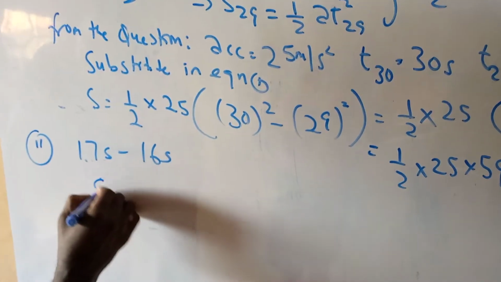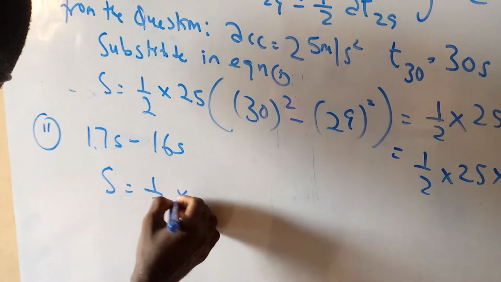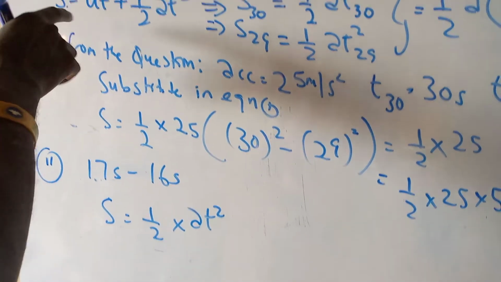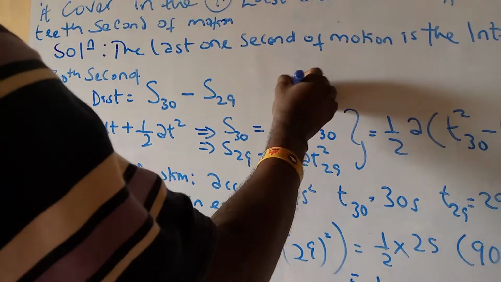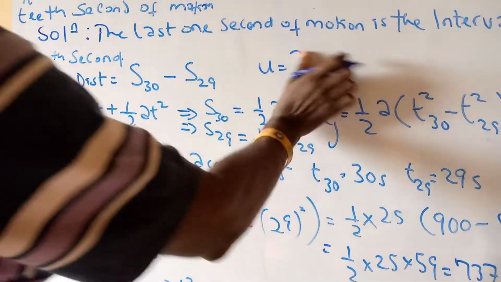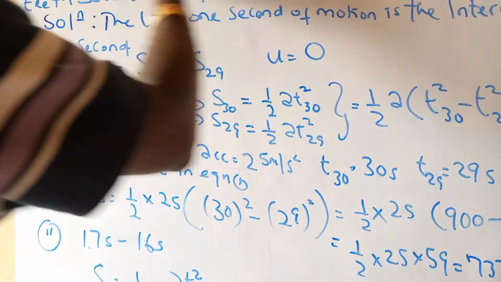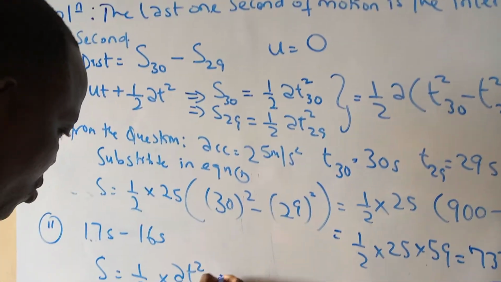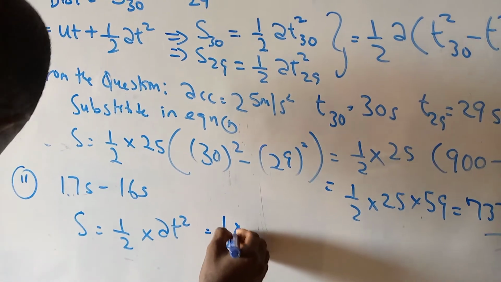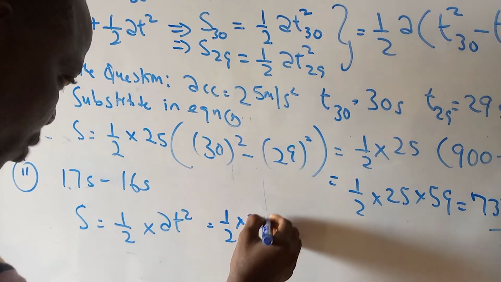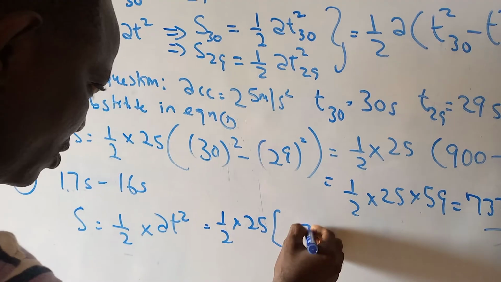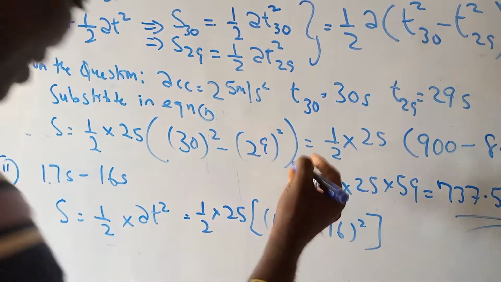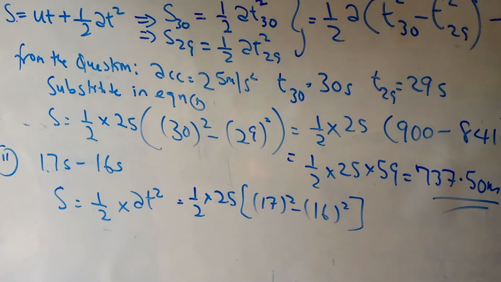So we use the same thing. S equals half times a t squared. Don't forget that the initial velocity from onset was 0, because it started from rest. So that's already taken care of. So it becomes half times 25 into 17 squared minus 16 squared. The same way I did the first one.